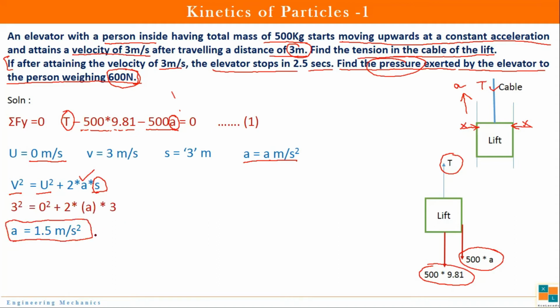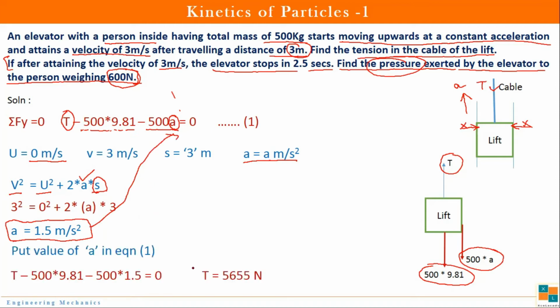As I now have the answer for acceleration, I will substitute this value of acceleration in equation number 1, and I will get the answer for T as 5655 newtons. So this completes the first part of the solution, that is, find the tension in the cable of the lift. The tension in the cable of the lift is 5655 newtons. Now let us proceed to the next part of the solution.